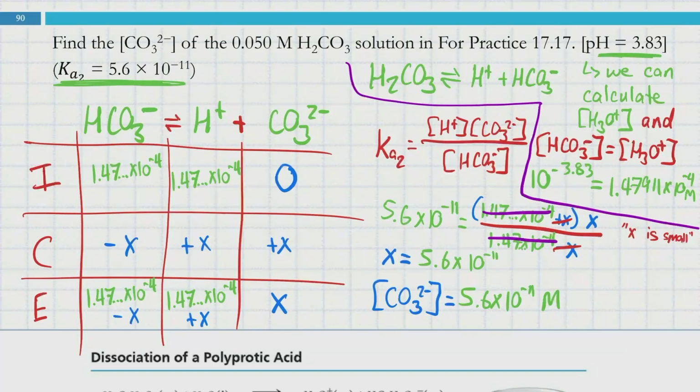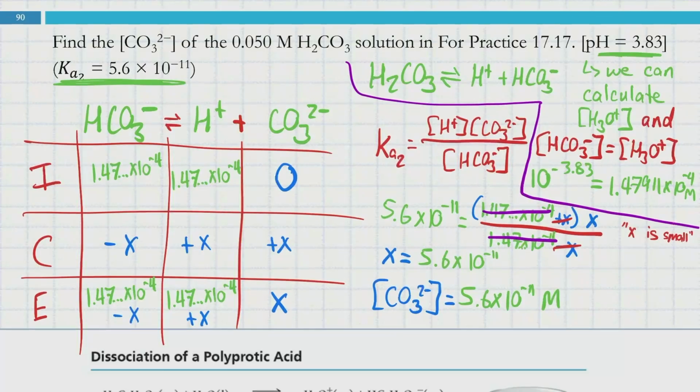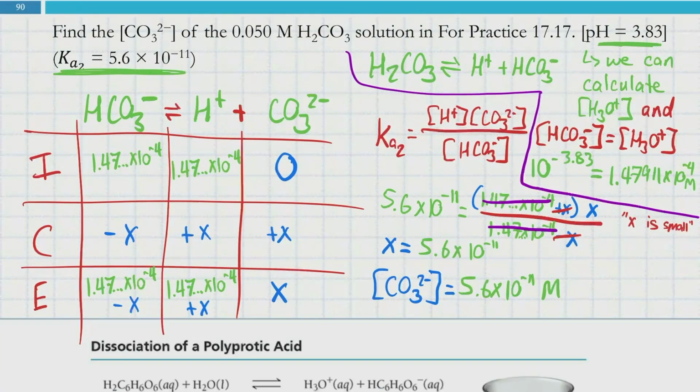So thanks to our x is small, and thanks to the fact that we're looking at a Ka2, it's our easiest ice table yet, or our second easiest ice table yet. Woo! So anytime this x is small approximation works for a Ka2, we don't even have to mess around with even taking a square root, which is super cool. Just for our anions. Questions about that fun problem?